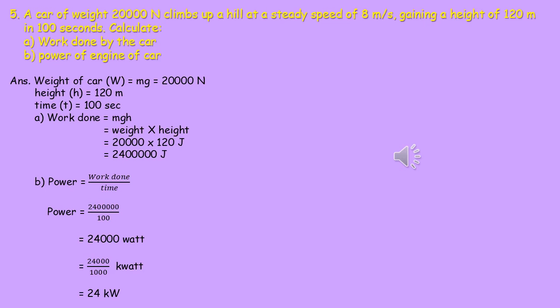Now we know that power is equal to work done by time. So we are replacing the values and getting 24,000 watt. We are dividing this by 1000 to convert it into kilowatt, and the final answer we are getting is 24 kilowatt.